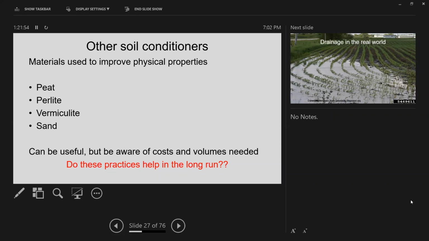There are other places where you can get compost. Mushroom compost is good. You're not going to have any chemicals in that for sure. Cottonseed hulls, different things like that, may not have as much herbicides in there. But other soil conditioners that you might want to use, peat moss.